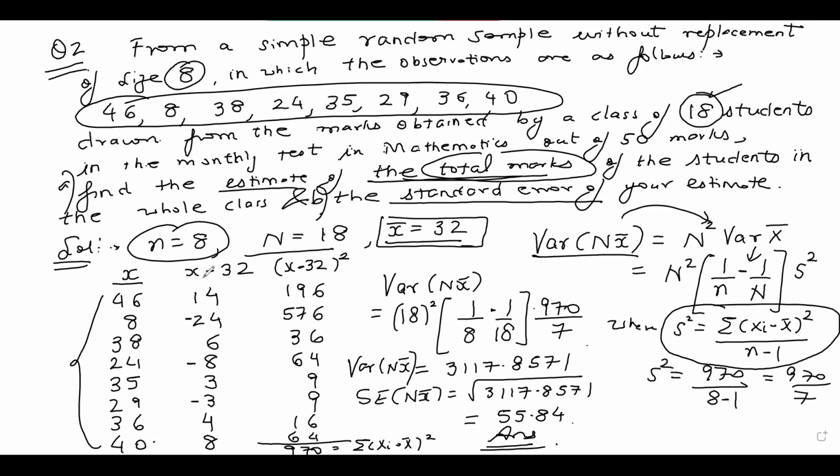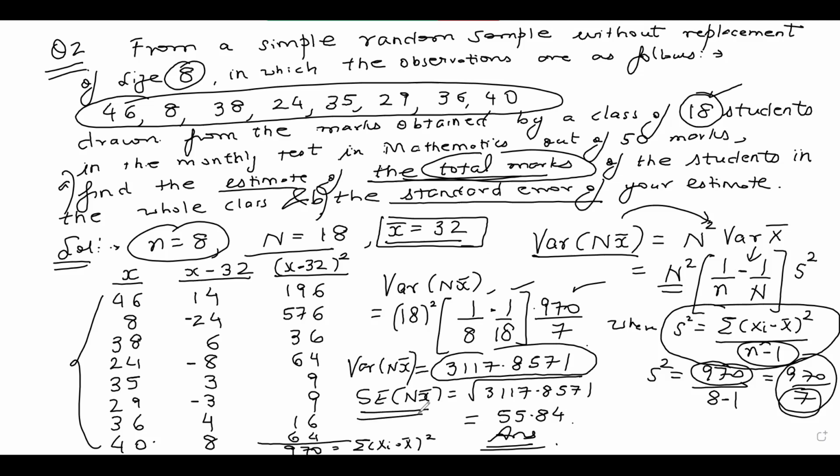This is how I calculate it. From x, I calculate x minus x bar, then x minus x bar square, then I sum it up. I get 970 divided by n minus 1. Small n is 8, 8 minus 1 is 7. S square is 970 by 7. I just put everything in the formula. So 18 square times 1 over 8 minus 1 over 18 times 970 by 7, which gives me the answer as 3117.8571. This is the variance of nx bar. I take the square root of it. I get the standard error of nx bar.